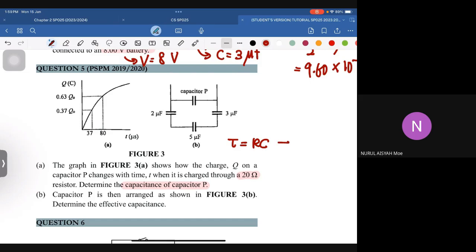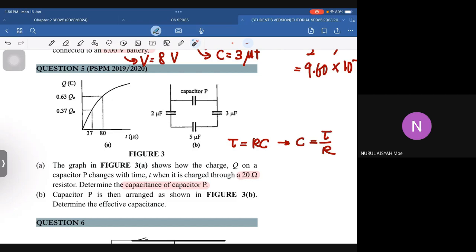So soalan minta kita cari C. So untuk cari C, kita kena ada the time constant punya value. Sebab kita sudah ada resistor, kita just perlu cari time constant. And then soalan cakap it is charge. Okay, so kalau kamu tengok pun this is memang charging punya graph. So sekarang ni untuk kita cari time constant, kita kena refer this graph.